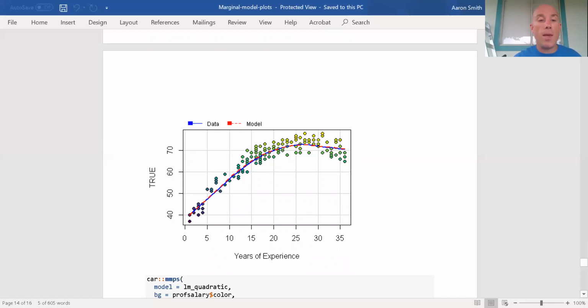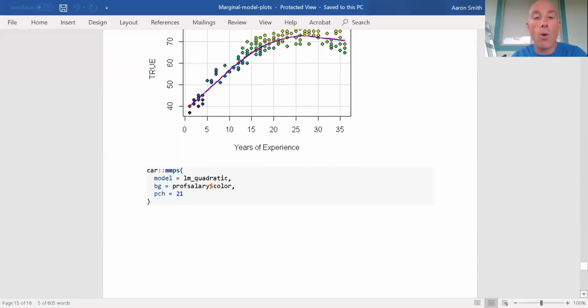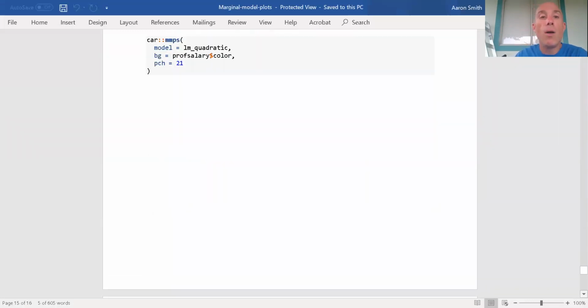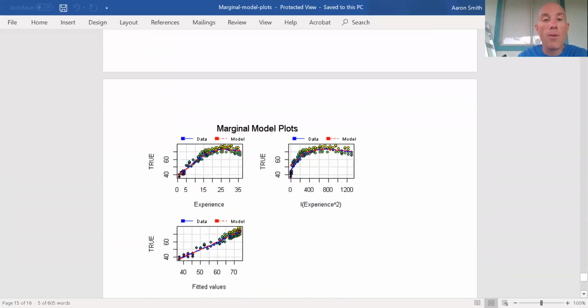Now let's do MMPs, which plots all the plots for us at once, the marginal model plots. All right, so here I've got experience, and it's going along that way. Everything's looking good. Here I've got the fitted values, which was the first one we looked at previously, and things are fitting pretty tight. Now here I have experience squared.